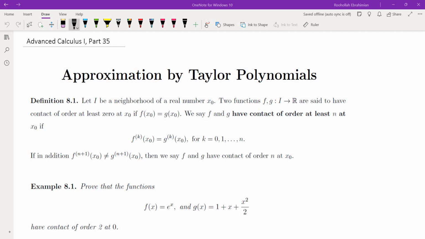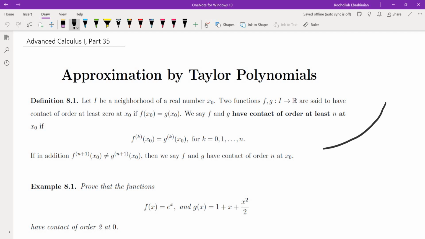So what we want to do is build some tools to approximate functions using polynomials, since the simplest functions are polynomials, which we can easily evaluate. But first we want to understand what it means for two functions to be close to each other. Here is the definition that gives us some understanding of the closeness of two functions.